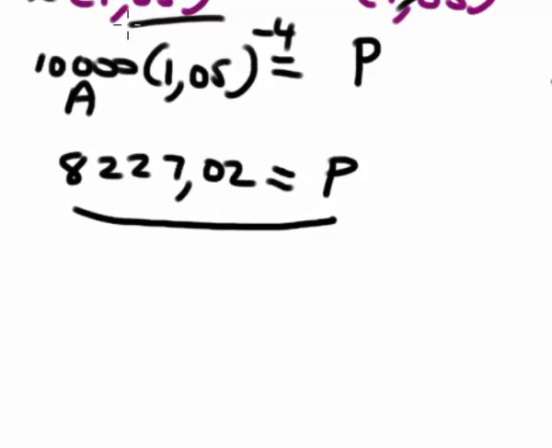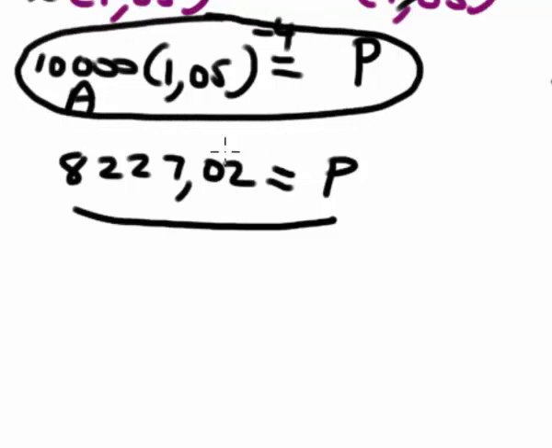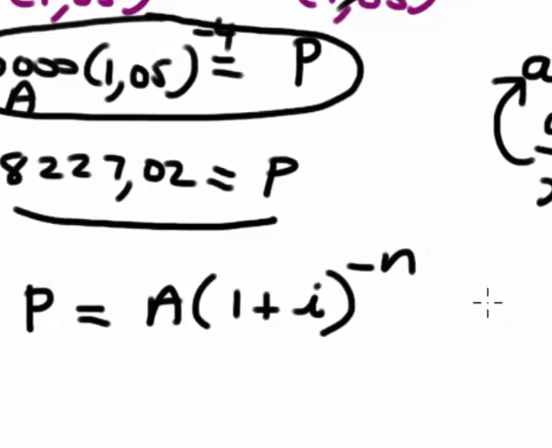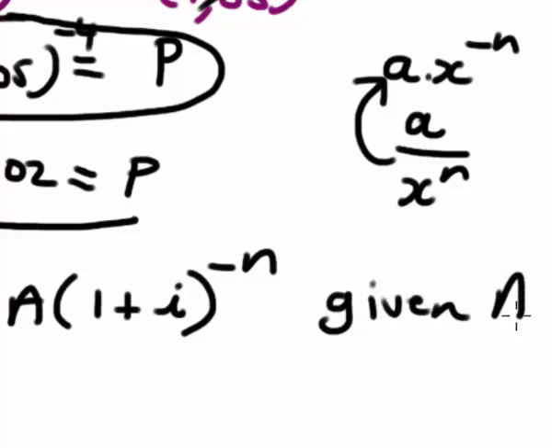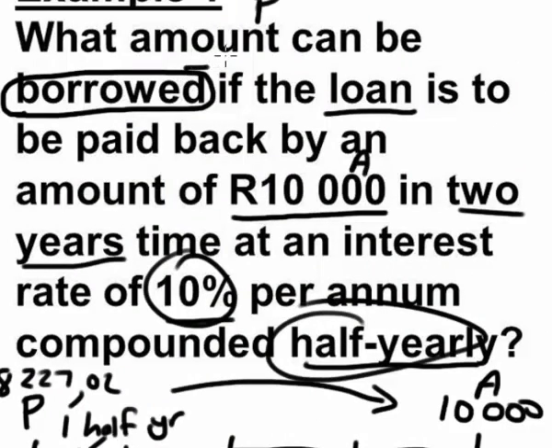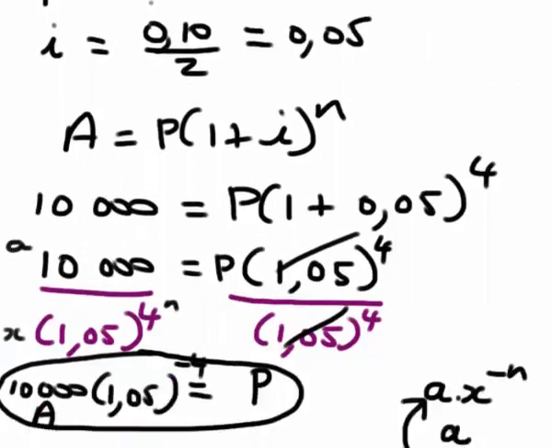If you look at this little expression here, you've got a new formula. You've got P, the original amount that you borrowed, is A, which is that thing, into 1 plus the interest, which was 1 plus 0,05, to the exponent. Now look at that exponent. It's negative. So there's two formulas that we can use. This is used when you're given the A, and you want to find P, which is, in this case, it says what amount must be borrowed. You want to find P if you're given an amount in the future. Okay, which is great.